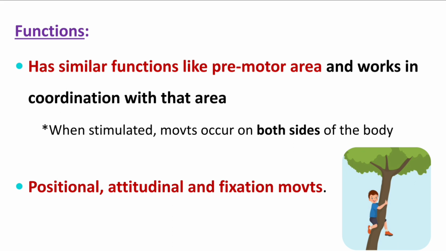So again we will have the same example that a person wants to climb up a tree and he requires a specific posture to climb up. So this supplementary area, with the help of premotor area, will cause this specific posture which will enable the person to climb up the tree. And lesions of this supplementary motor area inhibit the ability to perform complex movements.